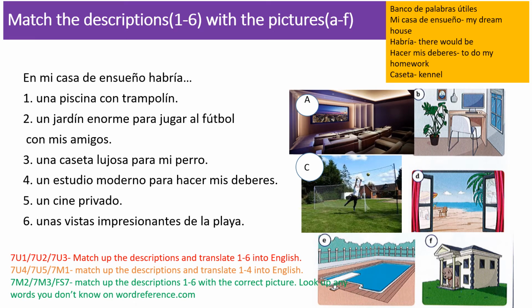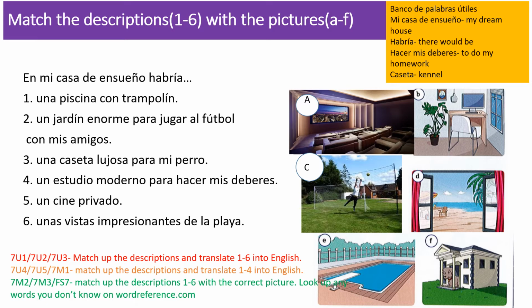Right, okay, on this slide you've got the descriptions 1 to 6, and then you've got your pictures A to F, and you need to match them up. So for 7 upper 1, 7 upper 2, 7 upper 3, I've said match up the descriptions, so match up 1 to 6 with the correct letter, and then translate your sentences 1 to 6 into English. For 7 upper 4, 7 upper 5, 7 and 1, again matching the descriptions in the same way, so 1 equals whatever letter, 2 equals whatever letter, and then translate 1 to 4 into English. And for 7M2, 7M3 in foundation school, you are just matching up the descriptions with the correct picture.